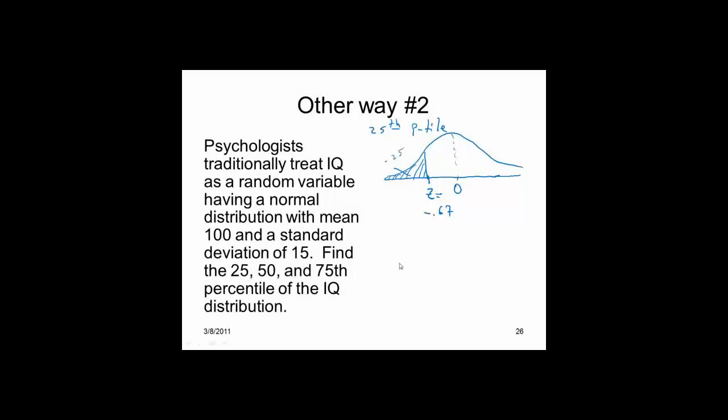So now we can find the 25th percentile for this by noting that x equals mu, 100, plus z, which is negative 0.67, times the standard deviation of 15. And I came up with right about 89.88, somewhere right around in there. All right, well, let's take a look at the next one, the 50th percentile.